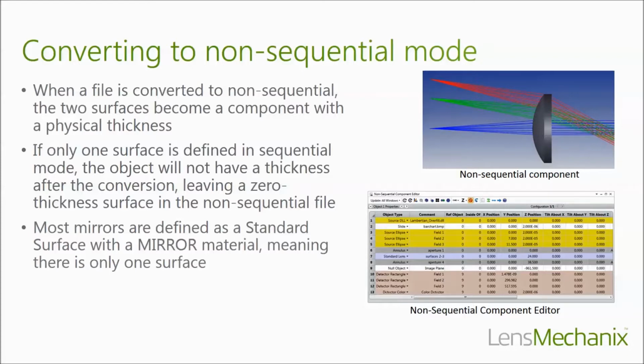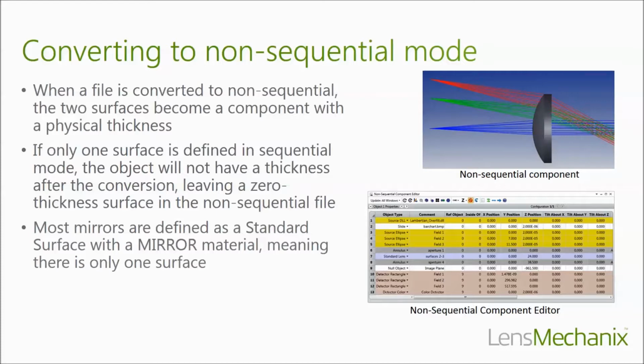If you only have one surface defined in sequential mode and you then convert it, that object will still be left as just a single surface. That means that you'll have a 0 thickness surface in the non-sequential file. And this is actually how most mirrors are defined. Most mirrors are defined as a standard surface with a mirror material. This surface is left as one surface, so when you convert it, it actually doesn't have a thickness.